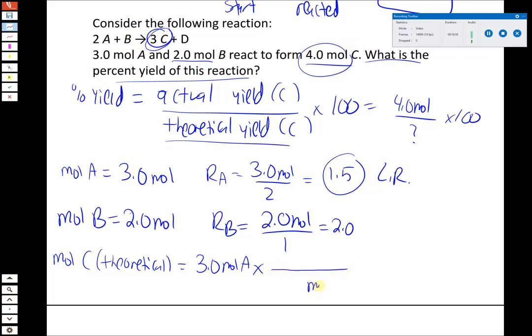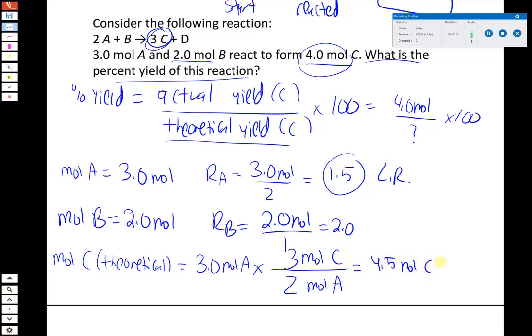So we want moles of A to cancel out. We want to find how many moles of C would form. And so C has a 3 in front of it, so the coefficient is 3. A has a 2 in front of it, so the coefficient is 2. And so that tells us that we would get a maximum of 3 times 3 times 3 over 2, which is 4.5 moles of C is our theoretical yield.